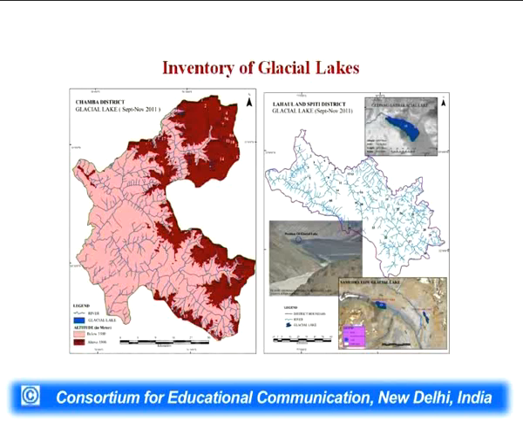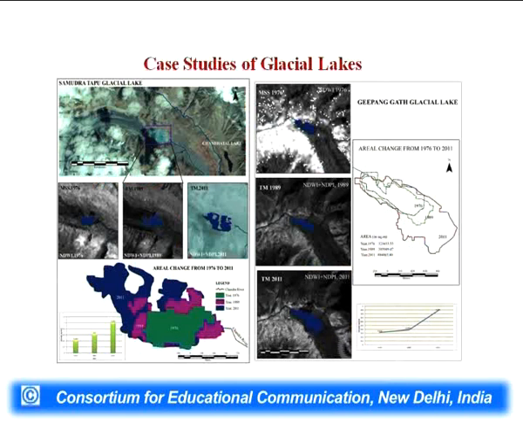A case study is also given here, of the glacial lakes of Samudra Tapu Glacier and Gipangat Glacier. The upper map shows the position of the Samudra Tapu glacial lake in Google imagery. To see the expansion trend, how much the area is increasing year by year, we have taken a satellite image, MSS of 1976, then the TM, Thematic Mapper, for 1989, and then an image of 2011. All three images have been downloaded from the GLCF site or Earth Explorer.